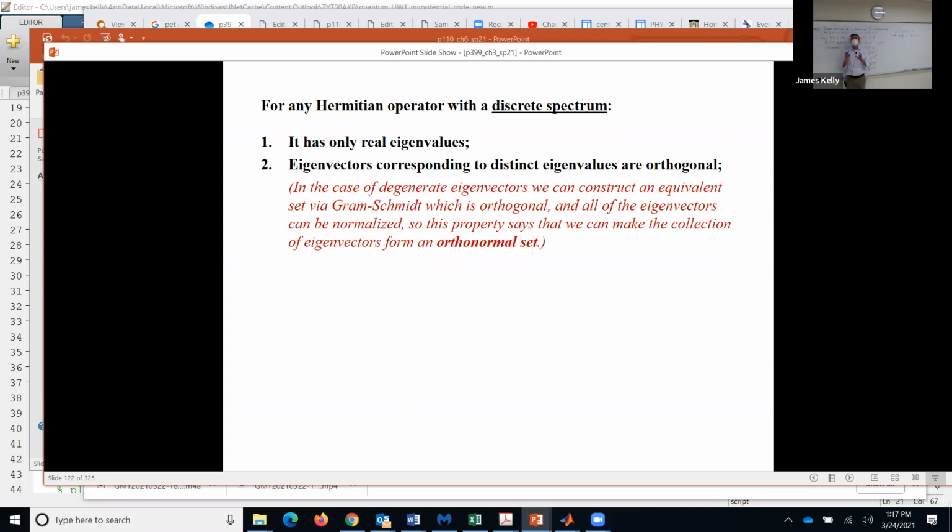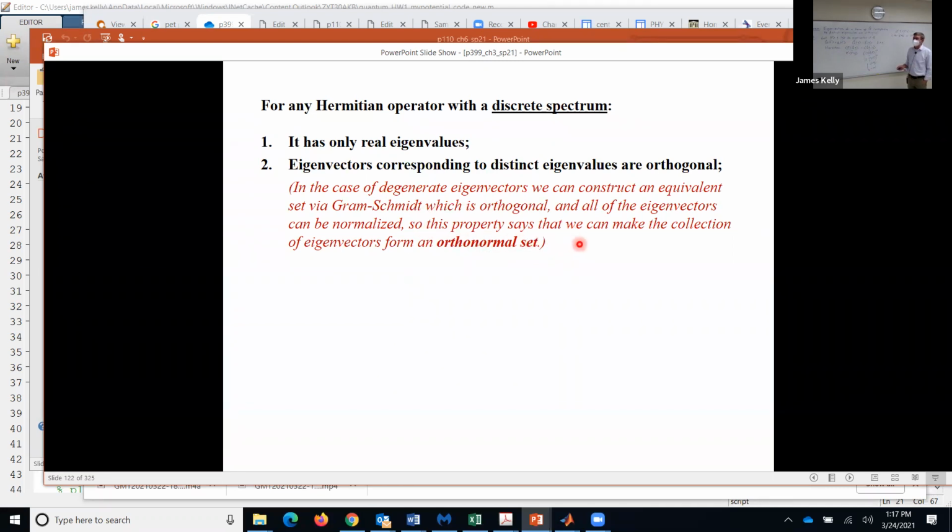But I can always, out of that set, if there are 3 degenerate eigenvectors corresponding to 1 eigenvalue, use the Gram-Schmidt method to form out of them, by mixing them up in a certain way, an orthonormal set. And so we're going to assume from now on that our eigenvectors in the case of a discrete spectrum can be made into an orthonormal set.